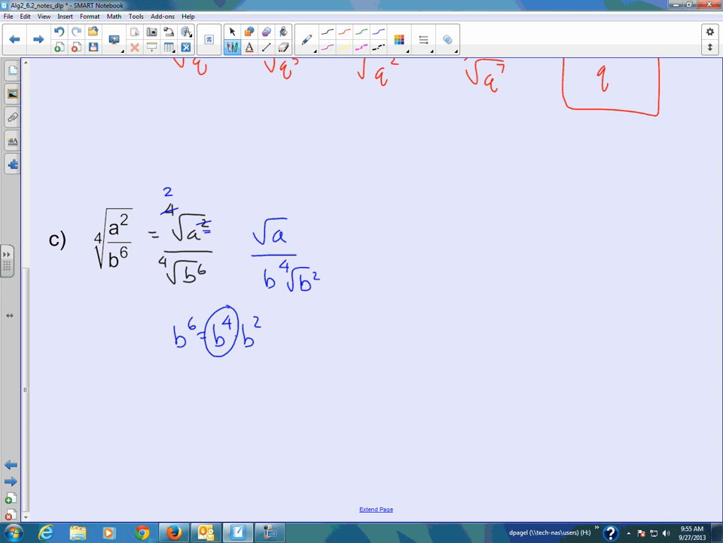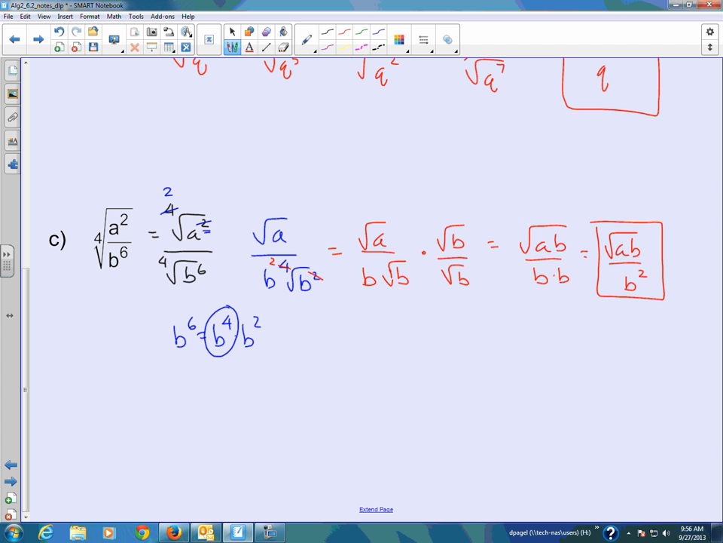And then look, we got that same situation where the root number and the power go into each other, so divide them both by 2. And now you get a square root of a over b times the square root of b. And I got to rationalize now. Square root of b, we want that to go away, so we multiply top and bottom by square root of b. Square root of ab over b times b, or square root of ab over b squared.